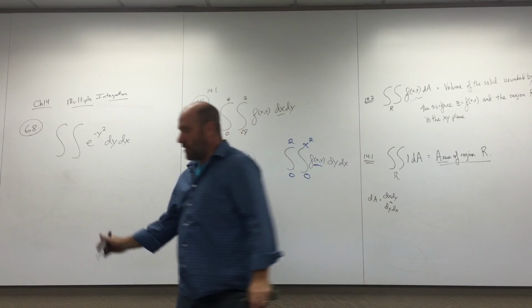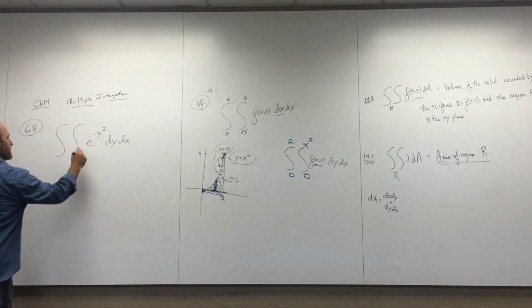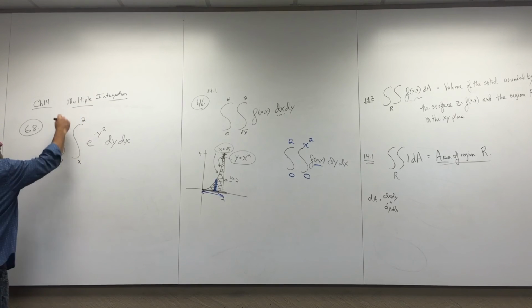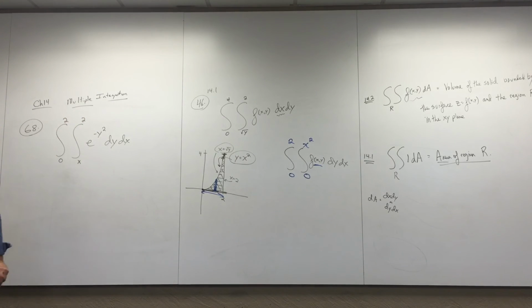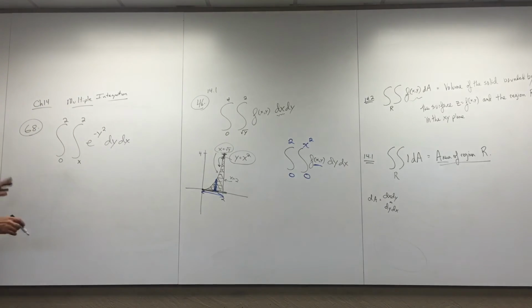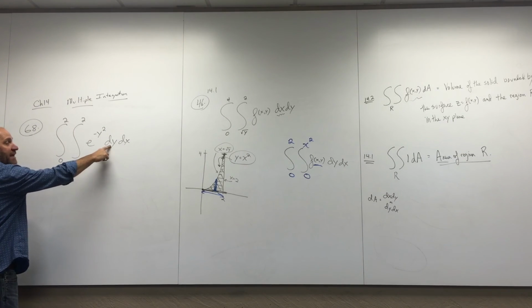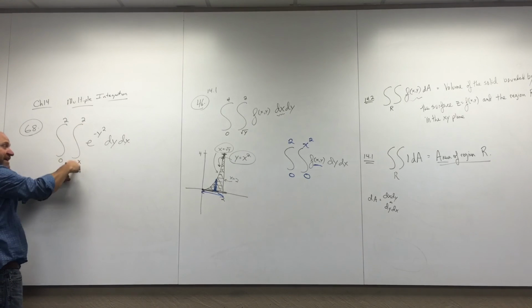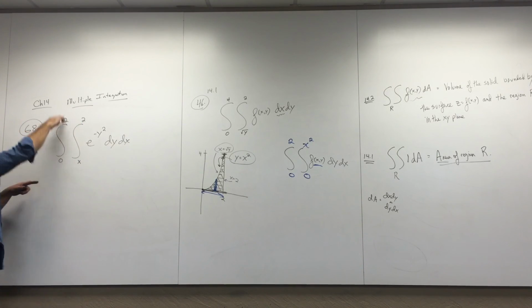x to 2, 0 to 2. One more time. You know, the bounds for y are sort of in terms of x's. The bounds for x are just numbers, the last numbers.